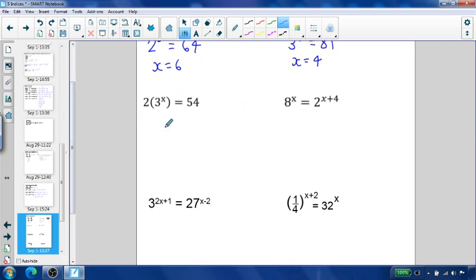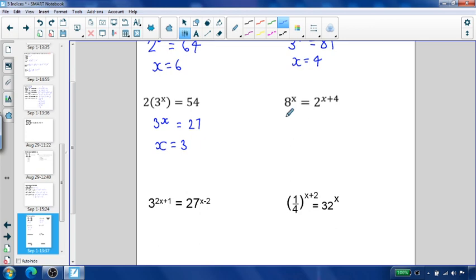2 multiplied by 3 to the power of x is equal to 54. Now, I'm going to move this 2. We've got a multiply here, so I'm going to divide both sides by 2. So I'm going to be left with 3 to the power of x is equal to 27. And that's much nicer to work with. Now I know that 3 cubed is 27, so x is equal to 3.